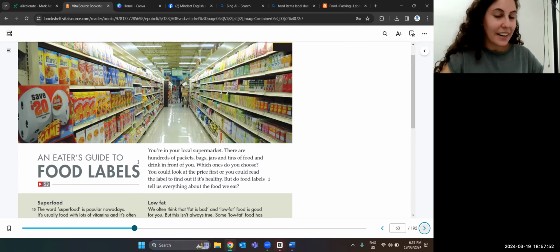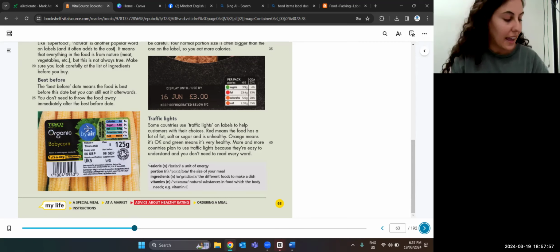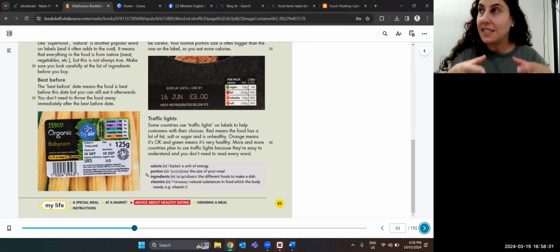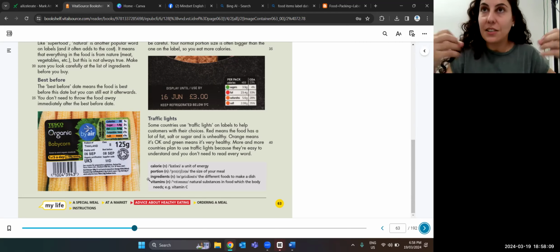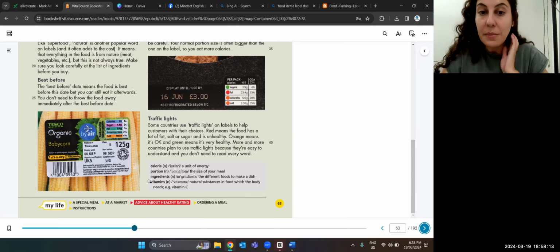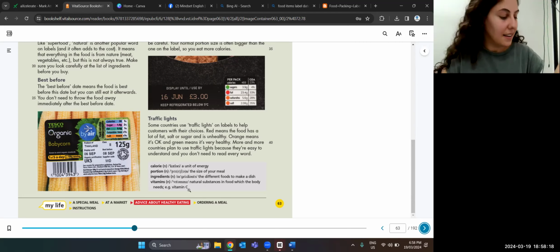So now we know, we read it, and just some vocab. Calories: it's the way that they measure how much energy that food gives you. Portion just means the size. How much do you want? Ingredients are the different items they use to make that food. Vitamins, you've heard of vitamin C, vitamin A. They're natural substances in food.